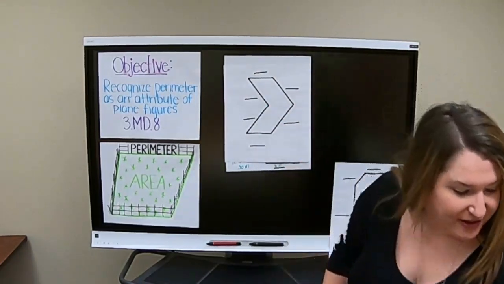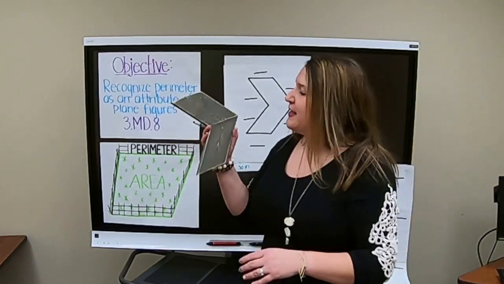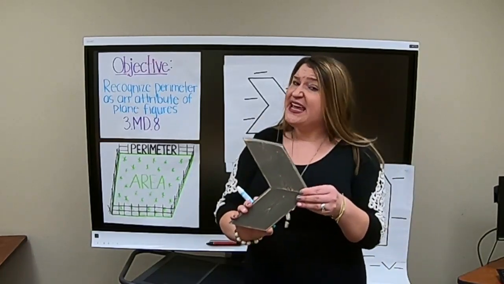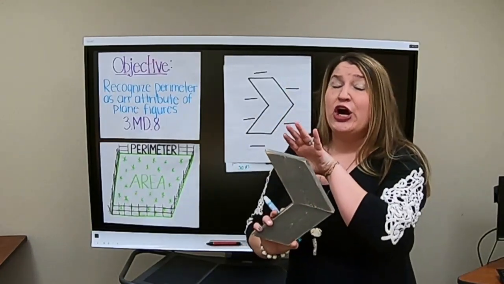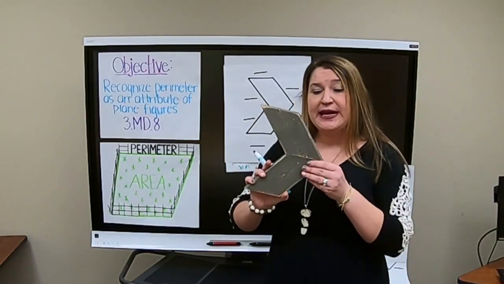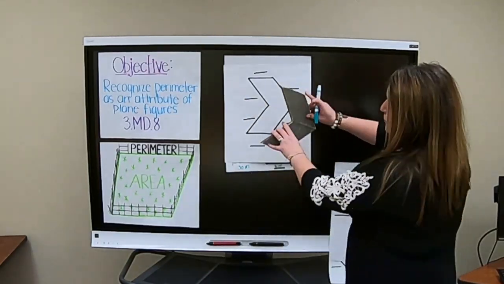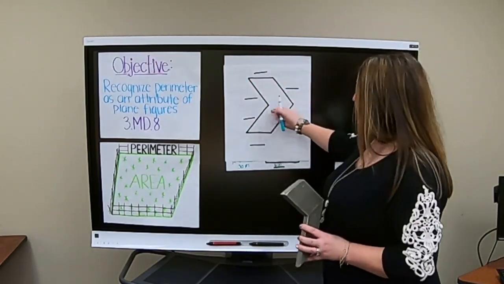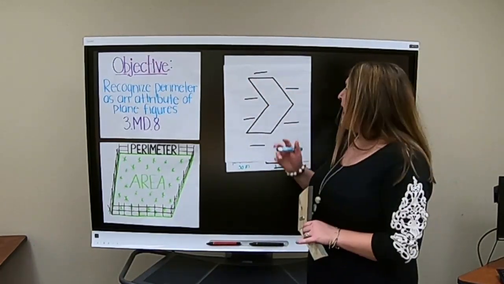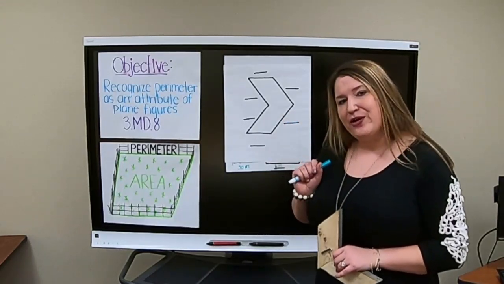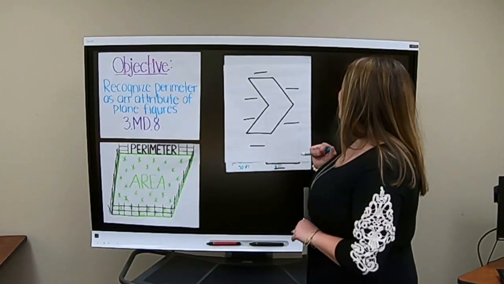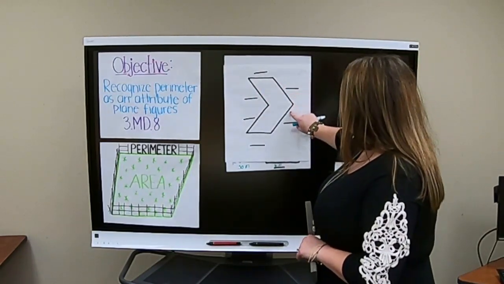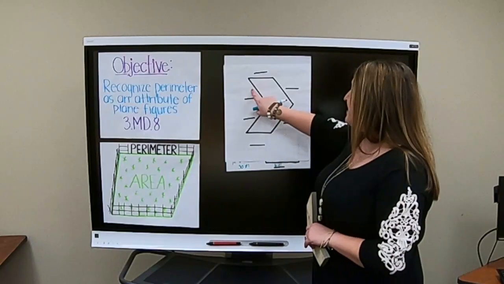So I have here an arrow that came out of my little boy's nursery. And this, as you see, not all things that are perimeter are rectangular shaped. We can do any kind of shapes. So I took the arrow and I measured each of the different sides. Now, what can you tell me? How many sides does this arrow have? It has 6 sides. 1, 2, 3, 4, 5, 6.